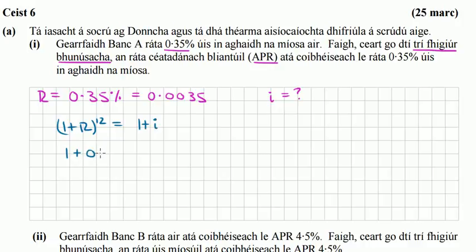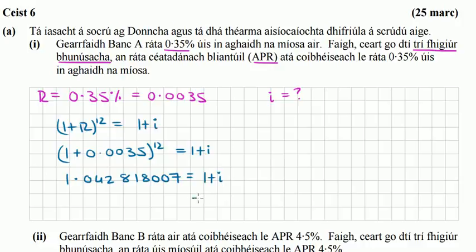So 1 plus 0.0035 to the power of 12 is equal to 1 plus I. So using my calculator, I find that this will give me 1.0428180007. When I subtract 1 from both sides, I'll be left with 0.0428180007 is equal to I.